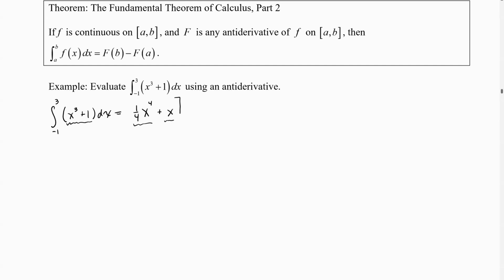Yep, we got it. And then we're going to do this new thing where we evaluate this expression as x goes from -1 to 3. I'm going to do this part of it first. I'm going to take my upper bound and evaluate that function at the upper bound: 1/4 times 3 to the 4th plus 3. And then I'm going to evaluate this expression at the lower bound: 1/4 times -1 to the 4th plus -1.